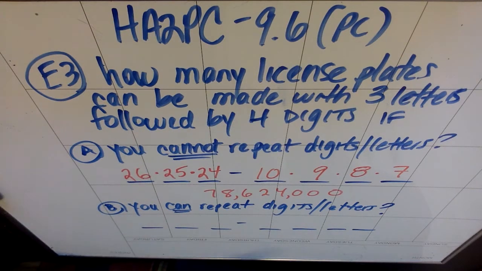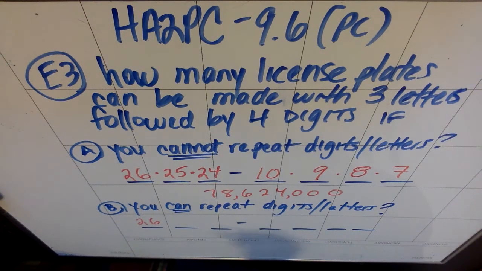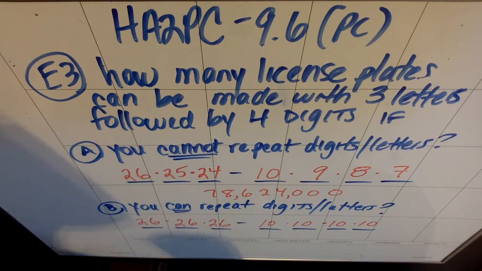Now, if I am allowed to repeat, then this becomes slightly simpler, but also a much larger number. So I'd have 26 choices for the first letter, but then because I'm allowed to pick the same letter again, I still have 26 choices, and then I still have 26 choices. Same thing with the digits. All of these are going to be 10 because it wouldn't matter if I had the same digit over and over again. So I'm going to get 26 times 26 times 26 times 10 times 10 times 10 times 10.